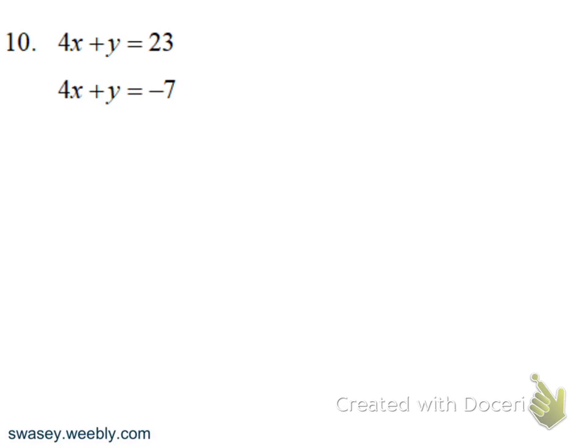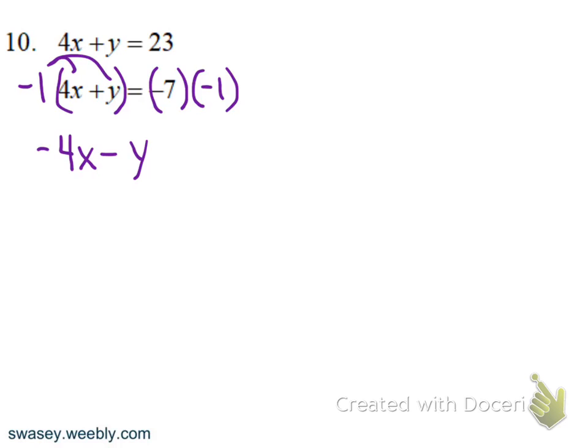Number 10, if we add them just like they are, nothing's eliminated. So we're going to multiply one of our equations by negative 1 because we have the same coefficients. Distribute this, we get negative 4x minus y equals 7. And then we'll rewrite the top one below it.